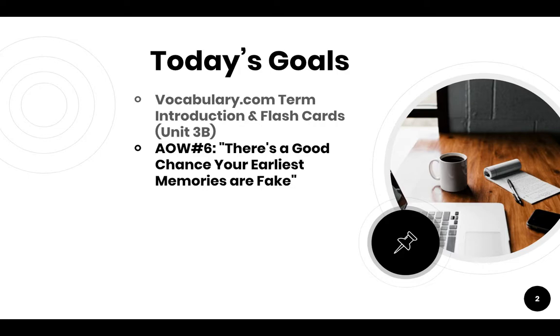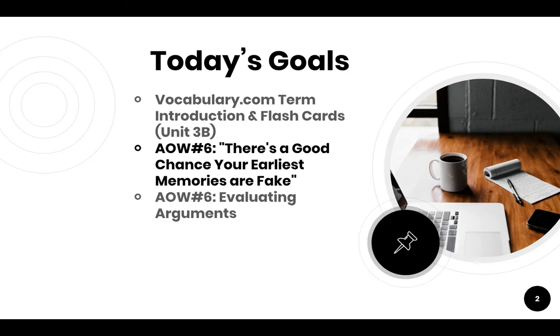So just a subtle hint on that one, use those headings of the different sections of the article to help guide you to find the 3 different parts of the logical argument that's made there. Finally, the last thing you're going to do with that one is just an evaluating arguments of article of the week number 6. You will turn that document in on the assignment that says AOW number 6, there's a good chance the earliest memories are fake, initial reading and evaluating arguments. And that's how I'll know that you're completed with the article of the week.